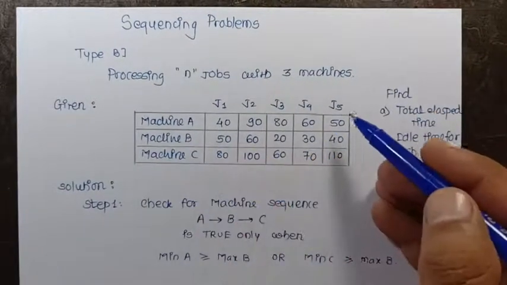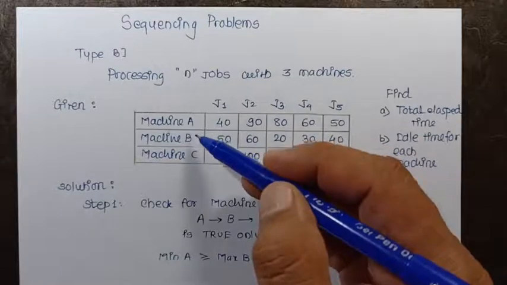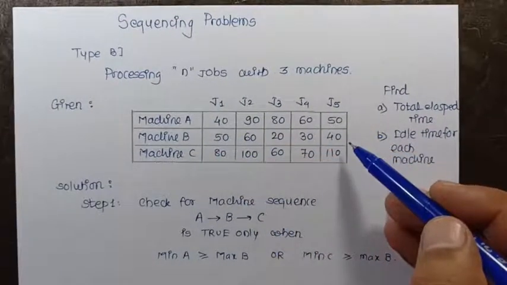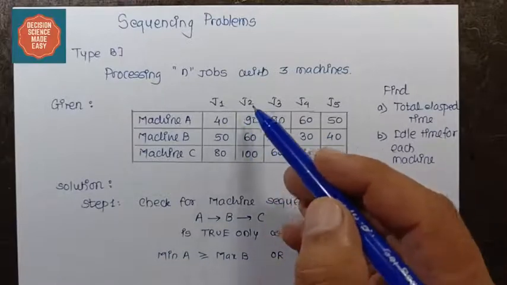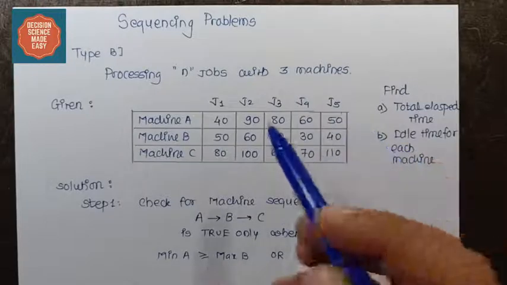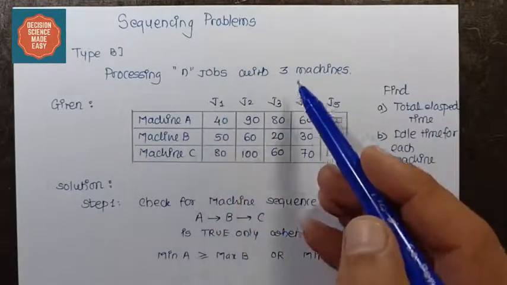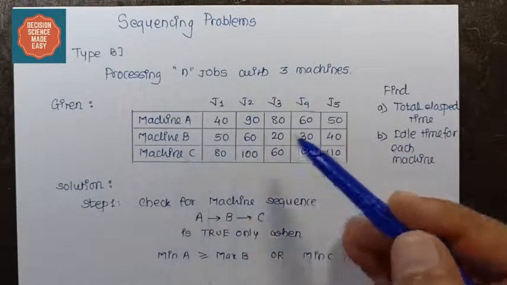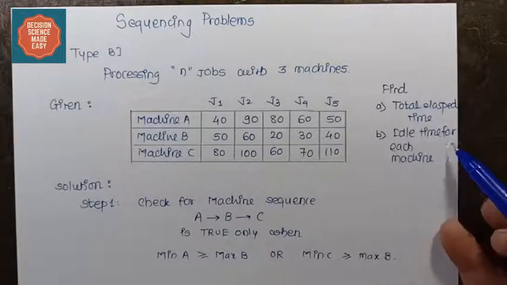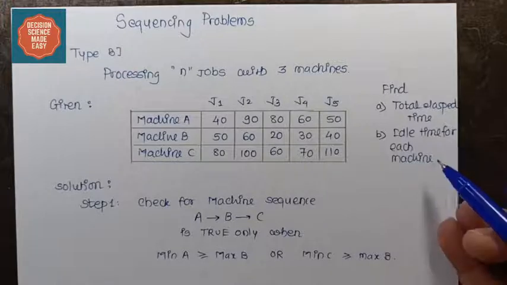Let's say this is a given problem wherein machines A, B and C are given. These are the times taken by each machine to process a particular job, J1, J2, J3 up to J5 are the jobs. So basically we have n jobs and 3 machines to operate, and we need to find the total elapsed time. Also we need to find the idle time for each of the machines.